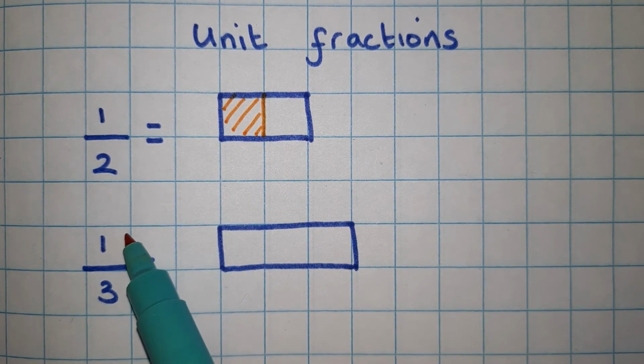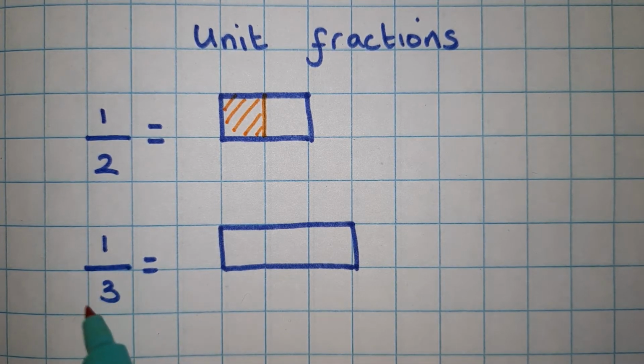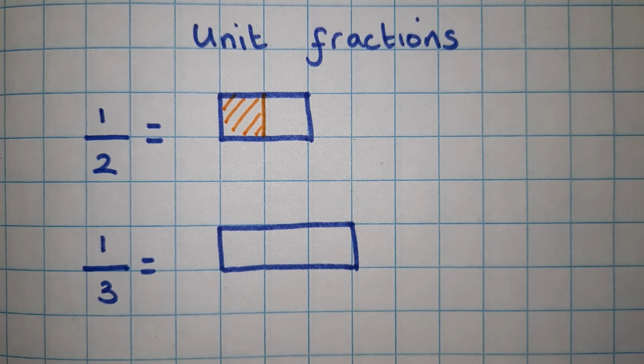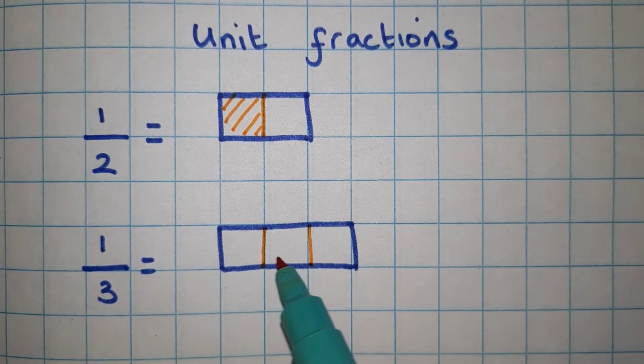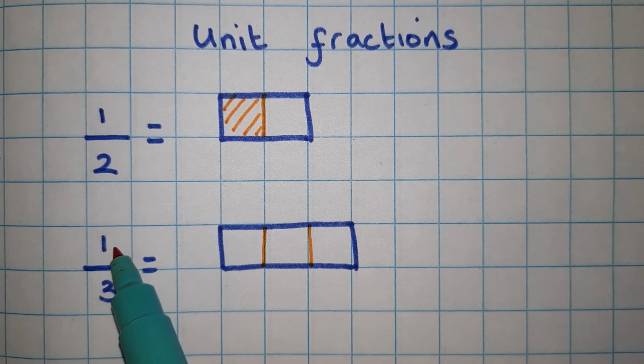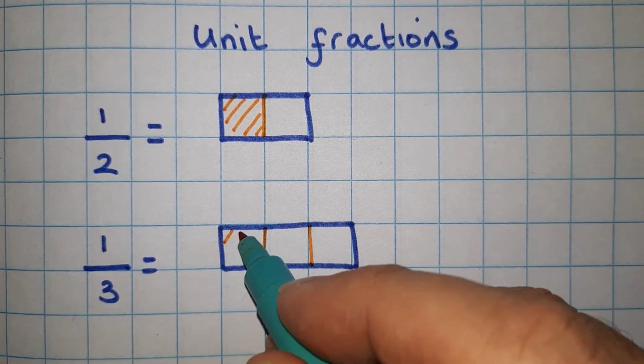Our next one is 1/3, and the denominator is telling me I need to split the bar into 3 equal parts. 1, 2, 3. And the numerator tells me there is only one part present.